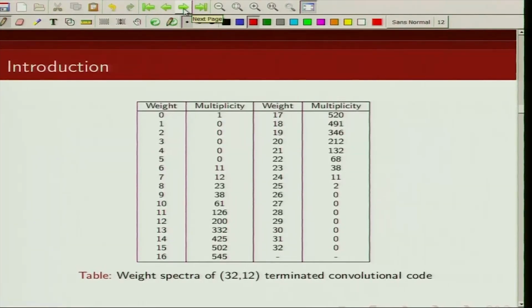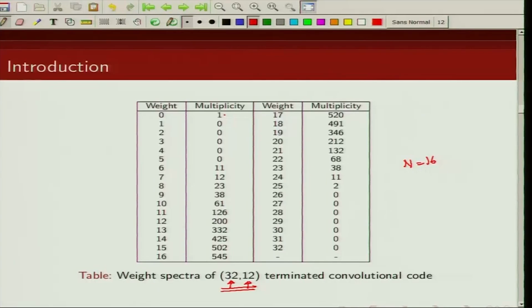So in this I have drawn, consider n equal to 32 and k equal to 12. Remember, we were using a generator matrix of memory order 4, so we were terminating it. So 4 were tail bits. So this is a (32,12) terminated convolutional code. And look at the weight spectrum of that.